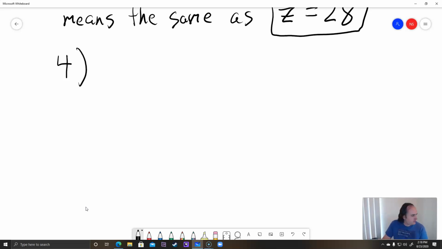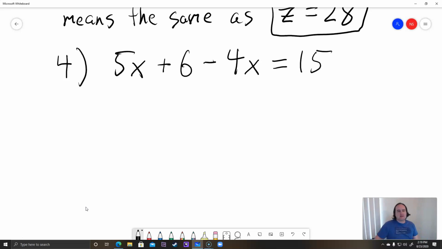Okay, so example number 4 is 5x plus 6 minus 4x equals 15. So here, before we can do anything else, we have to simplify. So we have to combine like terms on the left side. In particular, we've got the 5x and the negative 4x to combine. And then we also have a positive 6 by itself, but we can't combine that with anything.